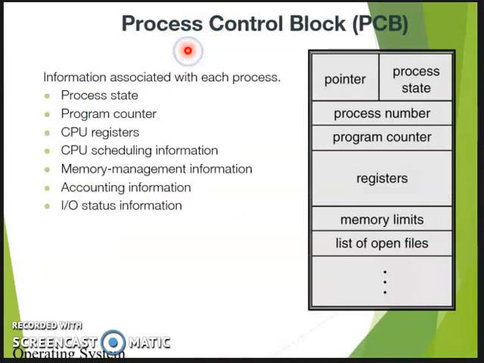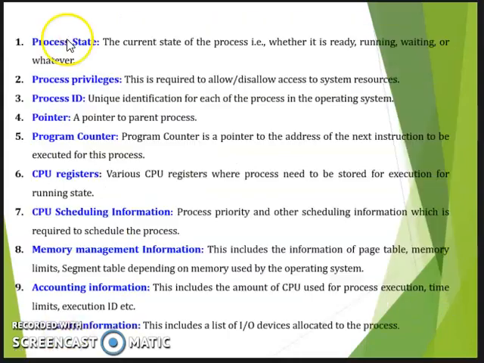The next one is the process control block. There is a process control block for each process which encloses all the information about the process, and it is a data structure which contains the following details: process state, program counter, CPU registers, CPU scheduling information, memory management information, accounting information, I/O status information, etc. The process state shows the current state of the process. That means it indicates whether the process is in a ready state, running state, waiting state, or whatever state. It just shows the status of the process.